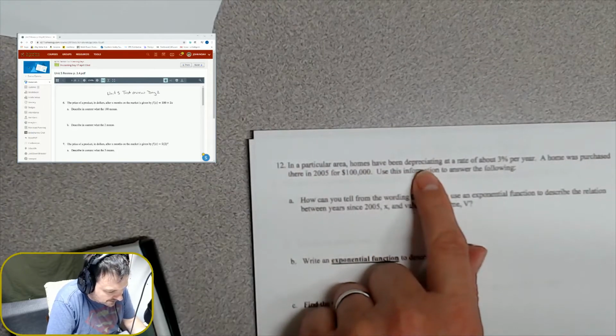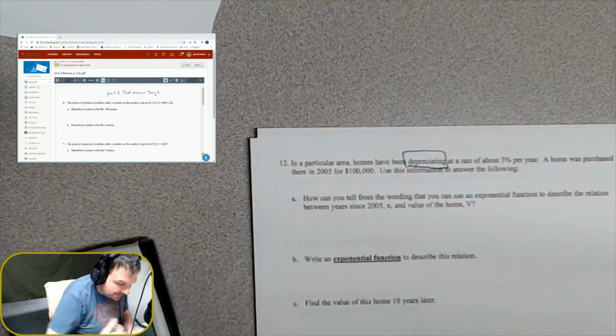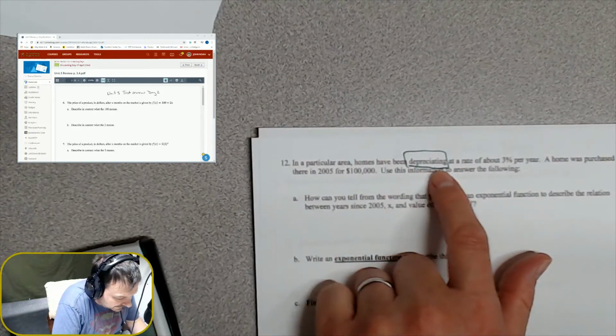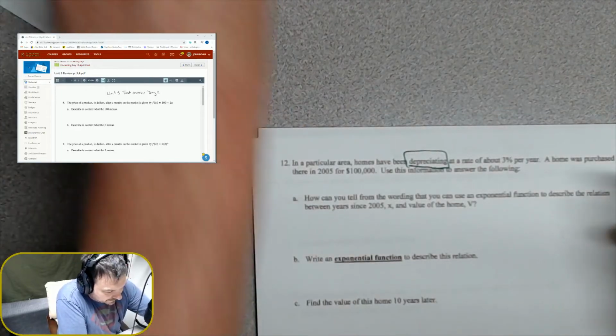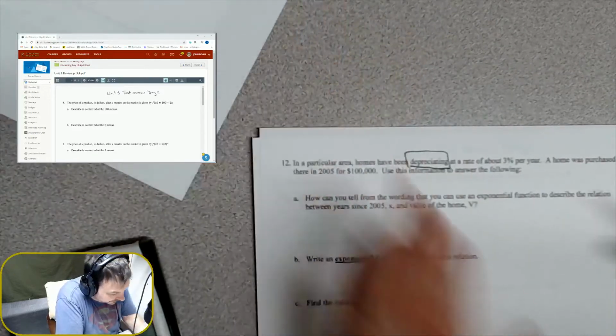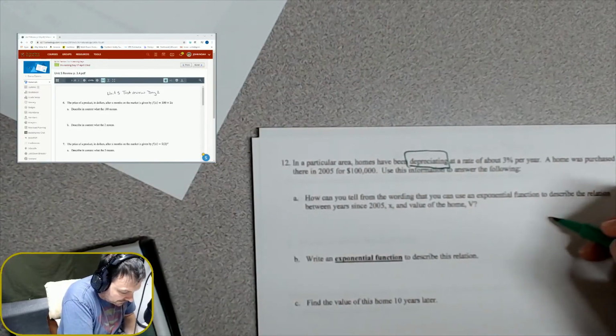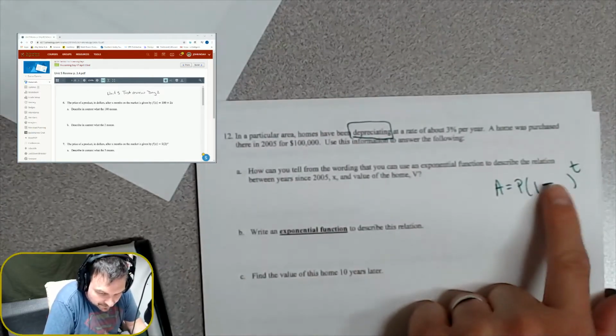All right, take a look at this one. Okay, houses have depreciated. Now, remember, if you're ever stuck on a word, you can always look it up. You got the internet in front of you. Depreciated means going down. So whereas before, the money is increasing, so it's 1 plus, while this is decreasing, so it's 1 minus. So, for example, we have the amount is the starting value times 1 minus to the t. Remember our formula. It's either 1 plus or 1 minus.